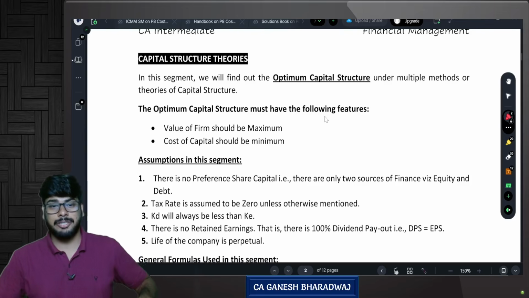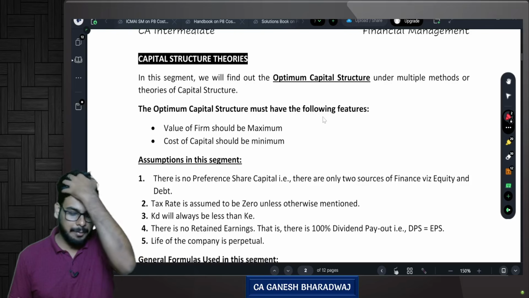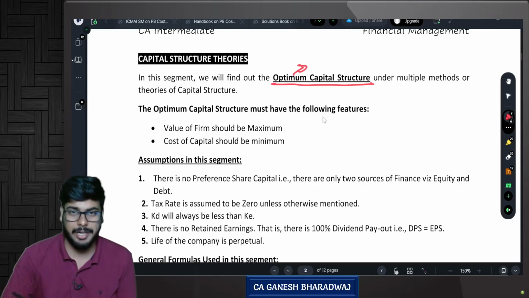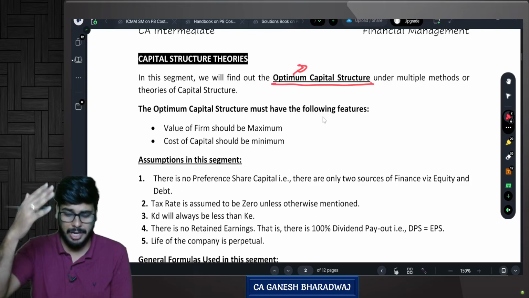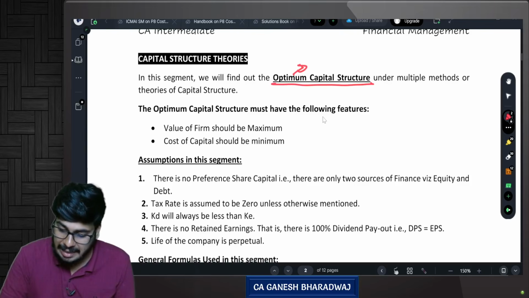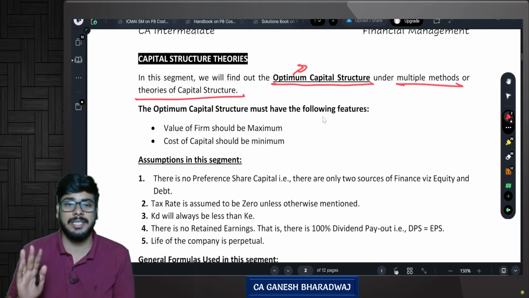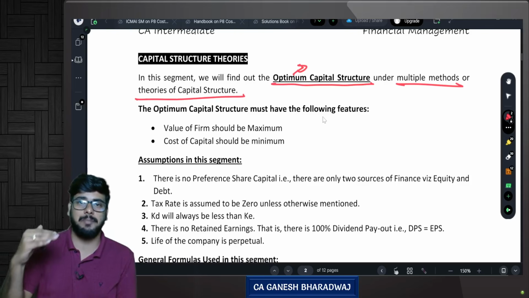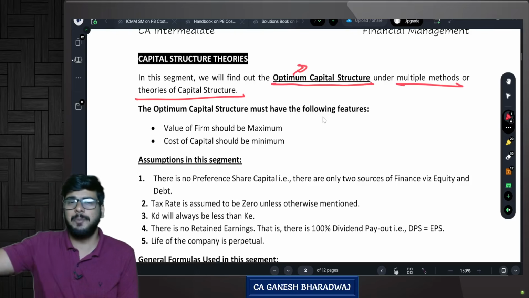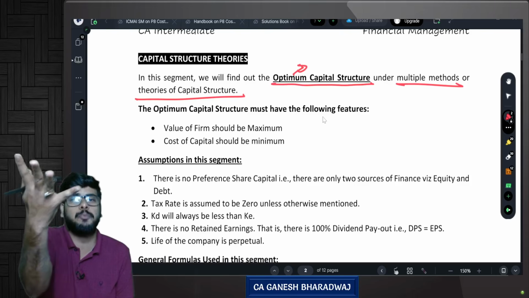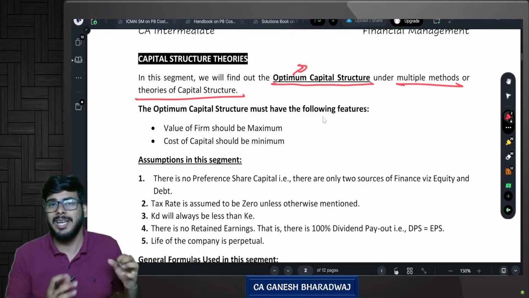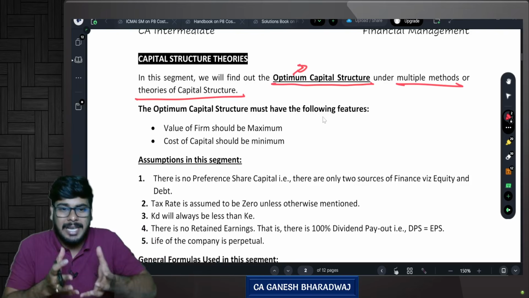Now, capital structure theories. In this segment, we will find out the optimum capital structure. Optimum means what? Best. Best alternative of capital structure. Capital structure is source of finance. Which alternative is best? Now, we will find out the best capital structure under multiple methods or theories of capital structure. That is, we will not look at it from EPS perspective, MPS perspective, return on equity. No, we will look at it from the perspective of four different people who have given their own ideas, their own viewpoints. So strictly, these four capital structure theories that we are going to study are proposed by four different people with their different perspectives.